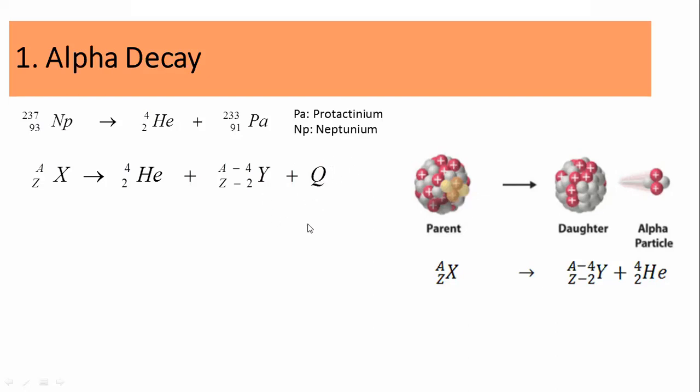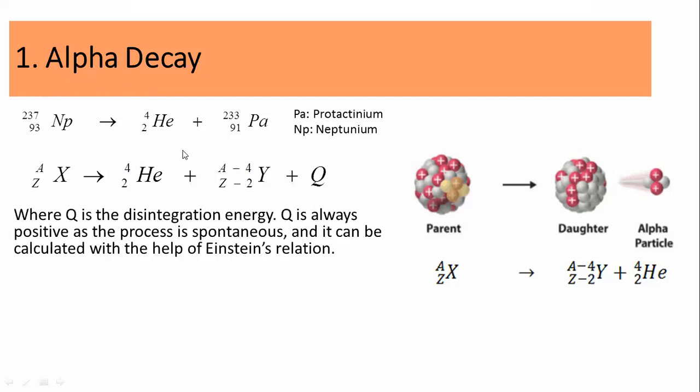And this is again very simple, very easy to calculate the energy release in nuclear decay. Even in the case of the alpha decay, the energy equation is called the disintegration energy. And the value of Q would always be positive. When it is positive, it is the spontaneous decay. And this can be calculated by using the simple Einstein equation, which we used before to calculate the binding energy of the nuclide.